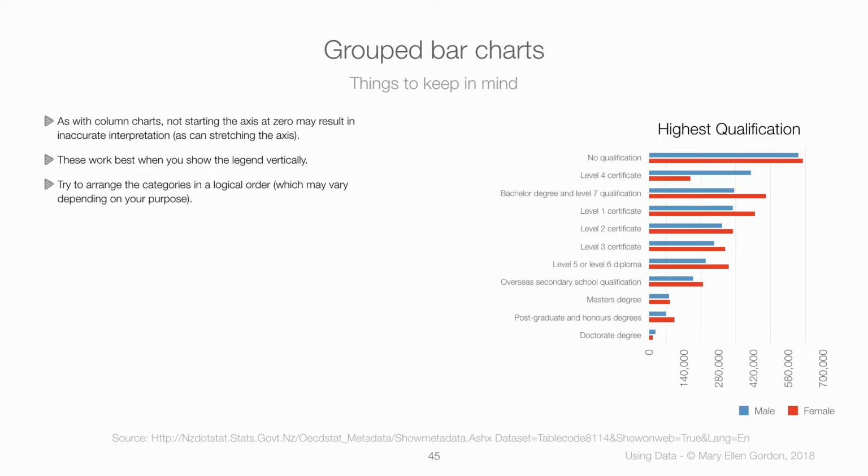If what we're interested in is the proportion of people who go on to advanced degrees, then we'd probably want to flip this and put the higher level degrees at the top. Whereas if what we wanted to emphasize is the proportion of the population that have very little or no qualifications, then having it with no qualification and working upwards from there would make more sense.